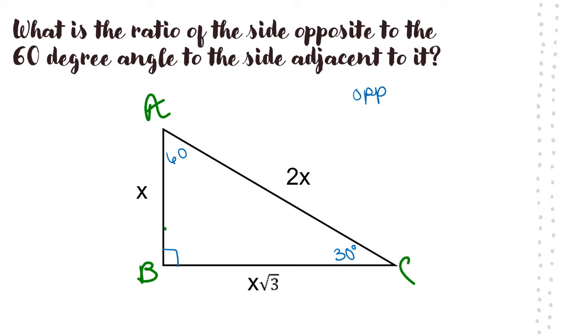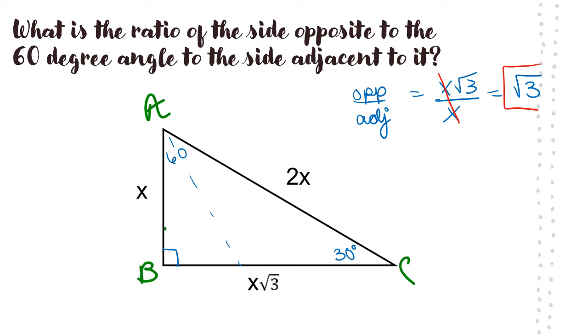So when you do that, side opposite the 60-degree angle to the side adjacent, side opposite is this x root 3, side adjacent to it is this x, and as you can see, these x's cancel out. And we're left with the square root of 3. So it's not just in that specific example that the ratio of the opposite leg to the adjacent leg of the 60-degree angle ends up being the square root of 3. It turns out that's the case for all 60-degree angles in a right triangle.